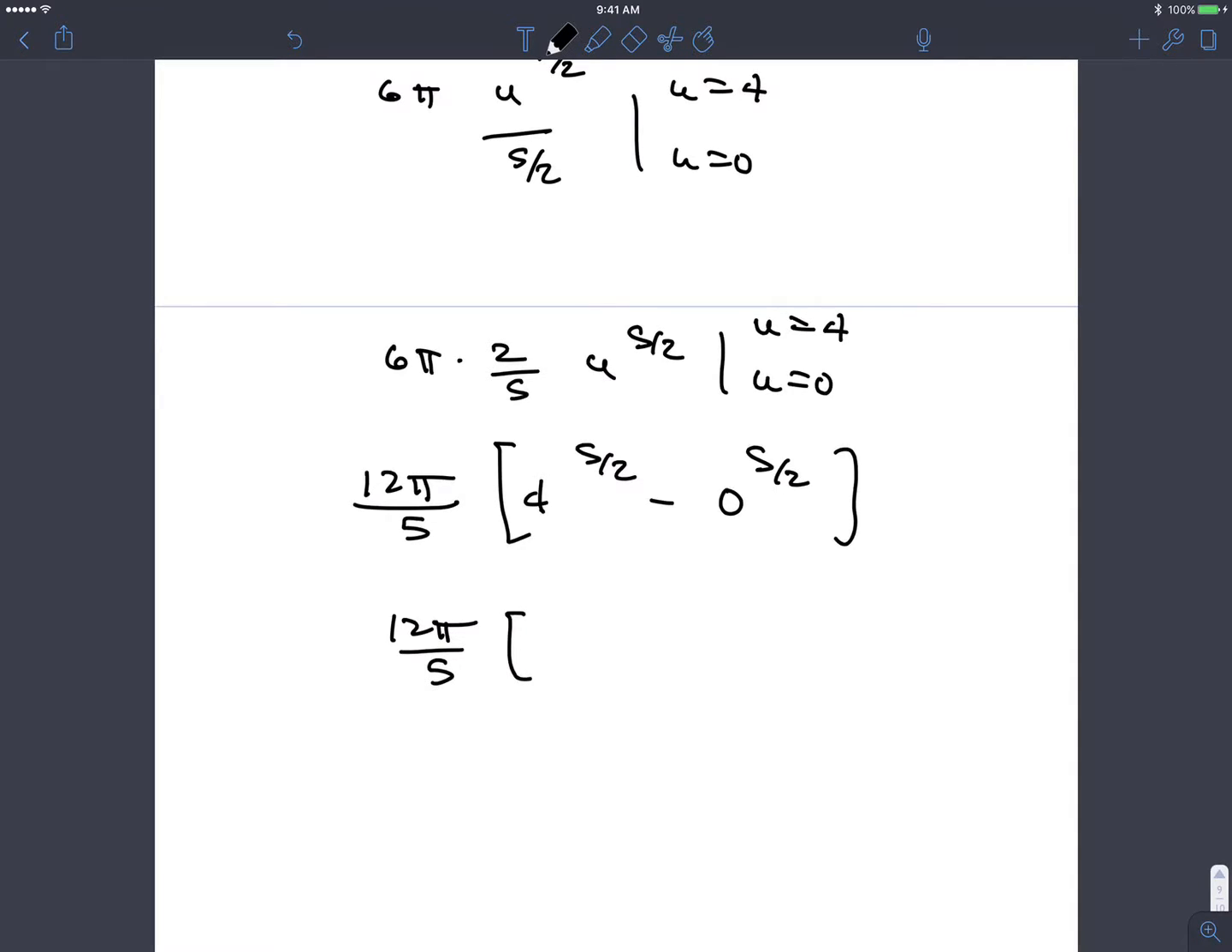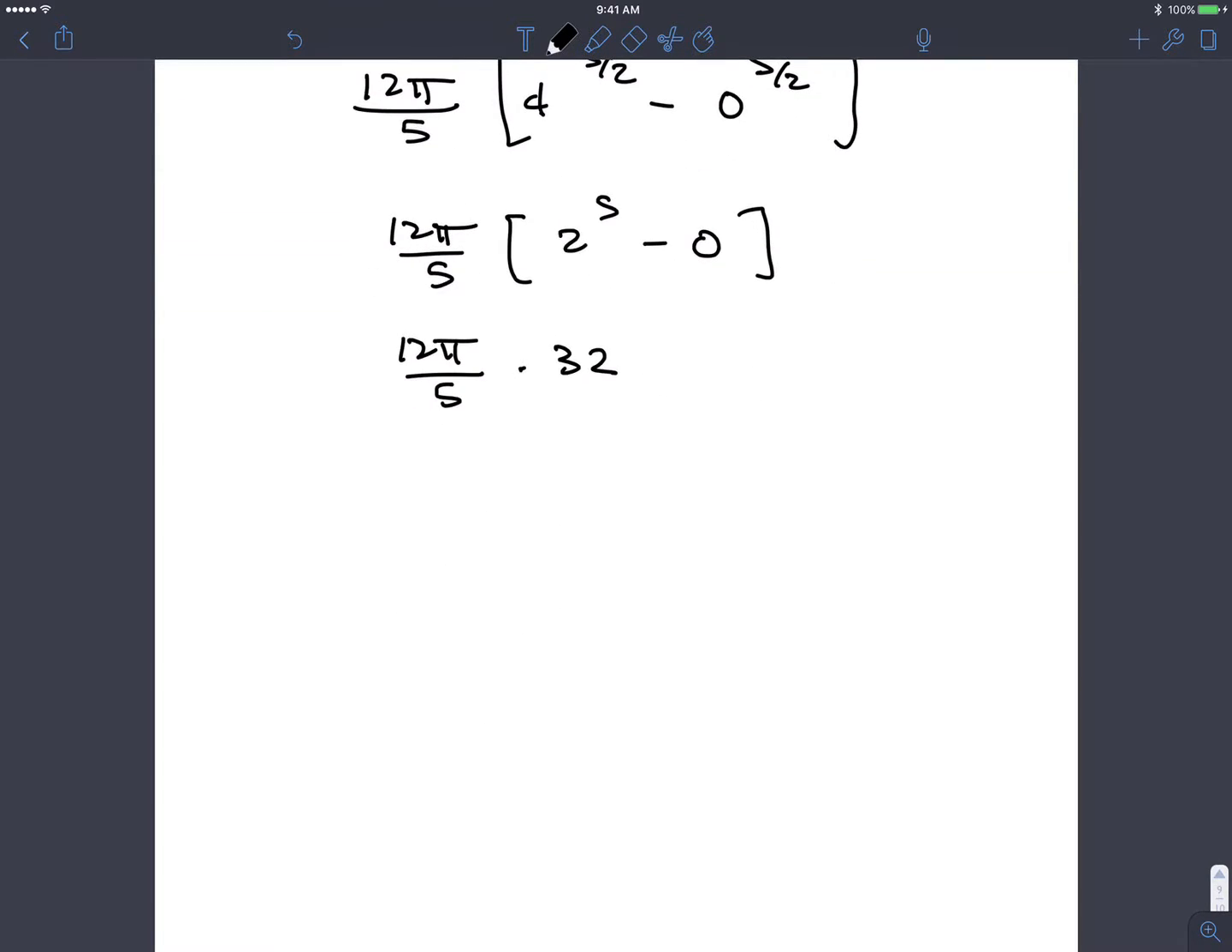Do you guys know what 4 to the 5/2 is? Isn't it 2 to the 5th power? And then this is minus 0. So I get 12 pi over 5 times 32, I guess. Okay, you okay with that? So what's 12 times 32?